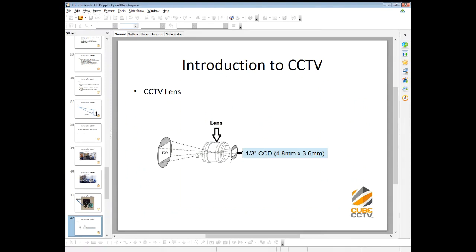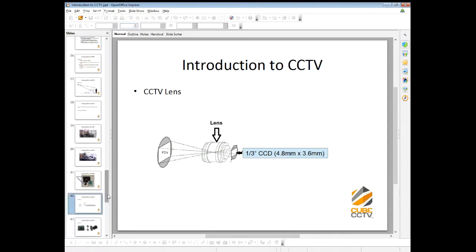So the more distance you have, the narrower the area you cover, but the longer the distance you reach. The lesser the distance you have, the wider the area you cover, but the lesser the distance you reach.